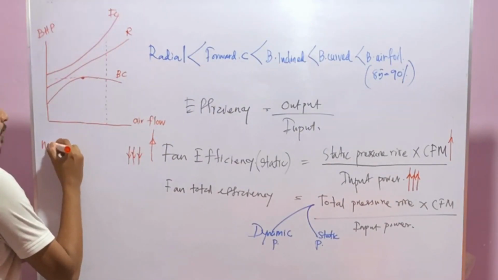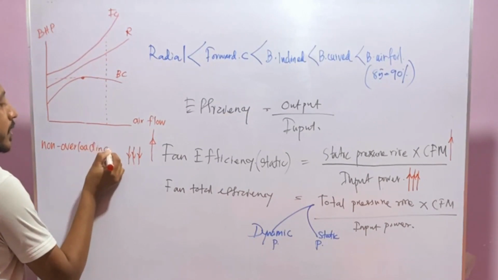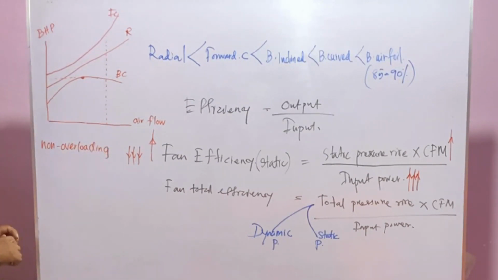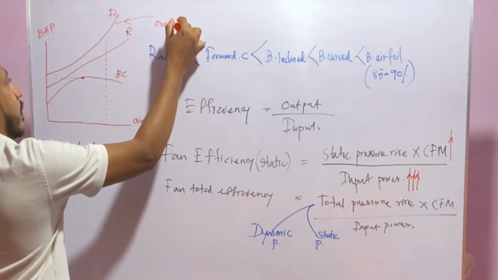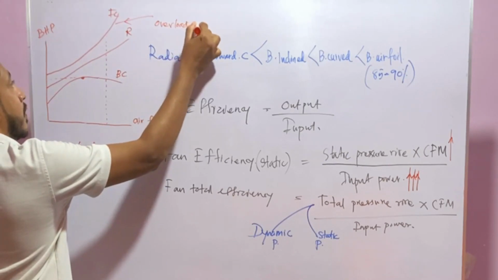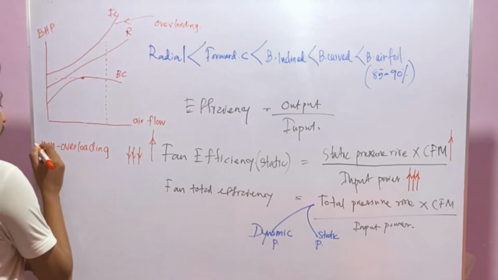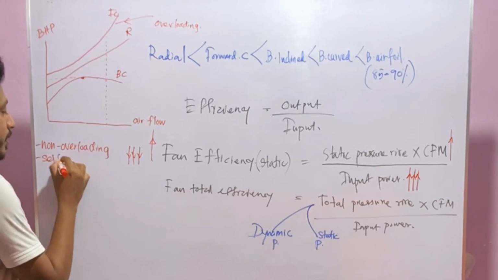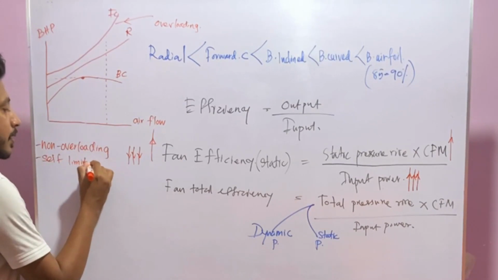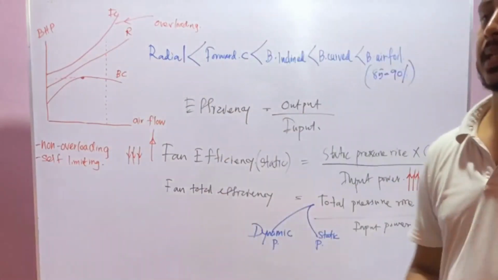So that is another good characteristic in backward fans. We call that the non-overloading characteristic of backward curve fans. And backward airfoil fans also have this. So this is overloading. So the forward curve fan has an overloading characteristic. And we call the non-overloading characteristic also the self-limiting characteristic. Okay, self-limiting characteristic.